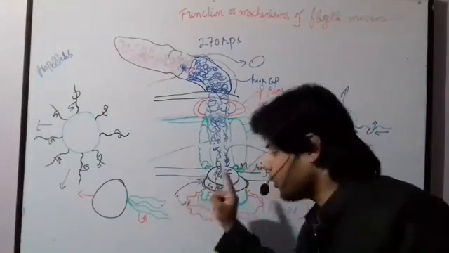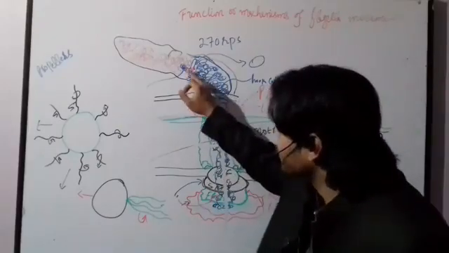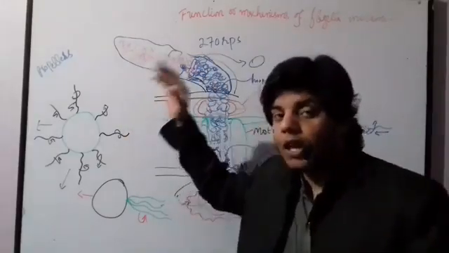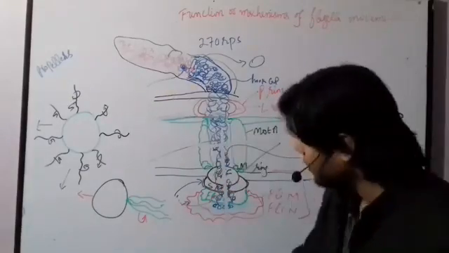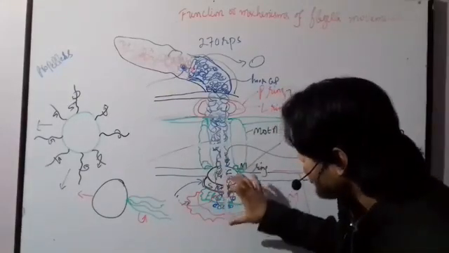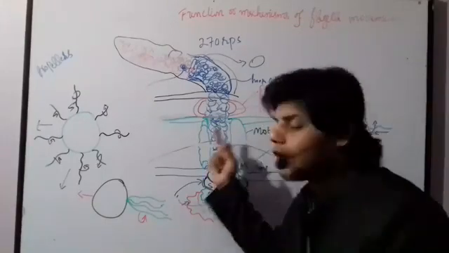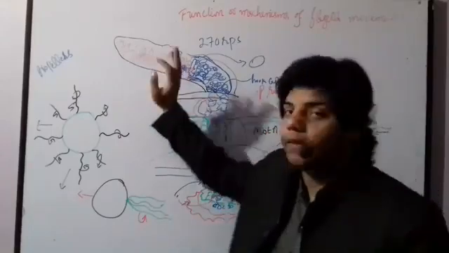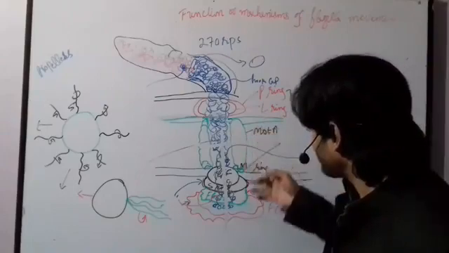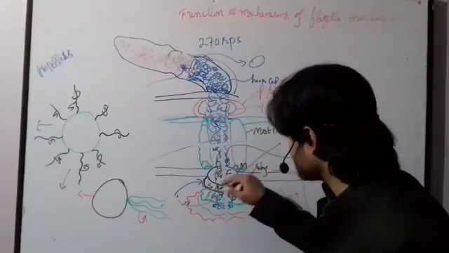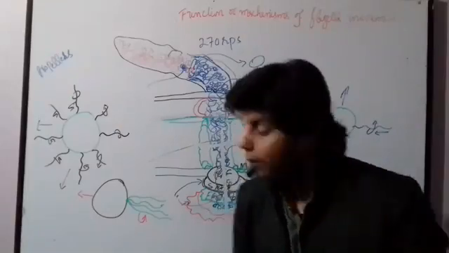Whenever this rotor portion rotates clockwise or counterclockwise, due to this rotation the flagella will rotate. The flagella will perform their function. Without this rotation, the flagella will not perform the function. The second thing is that whenever the rotor portion is rotating, similarly the rod will also rotate, and whenever the rod rotates, the flagella will rotate. But keep one thing in your mind: the stator portion is fixed and stationary.